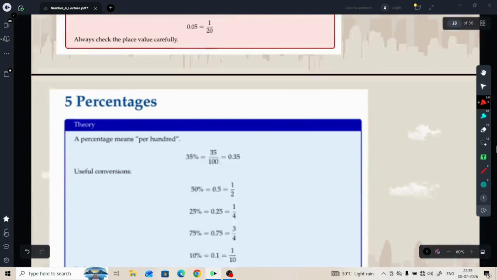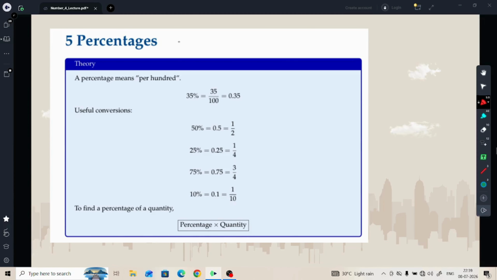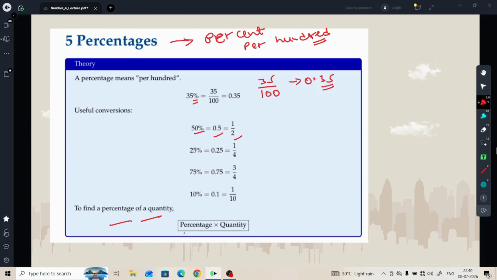Very much careful actually. Then percentage. I'm telling you again, percentage means percent, which means per 100. Wherever you see this symbol, it means counting on a scale of 100. So 35% means 35 per 100, or 35 by 100, which can be written as 0.35. 50% means 50 by 100, or 0.5, or 1 by 2, like that. And to find a percentage of a quantity, you simply multiply the percentage with the quantity and you will get the answer.